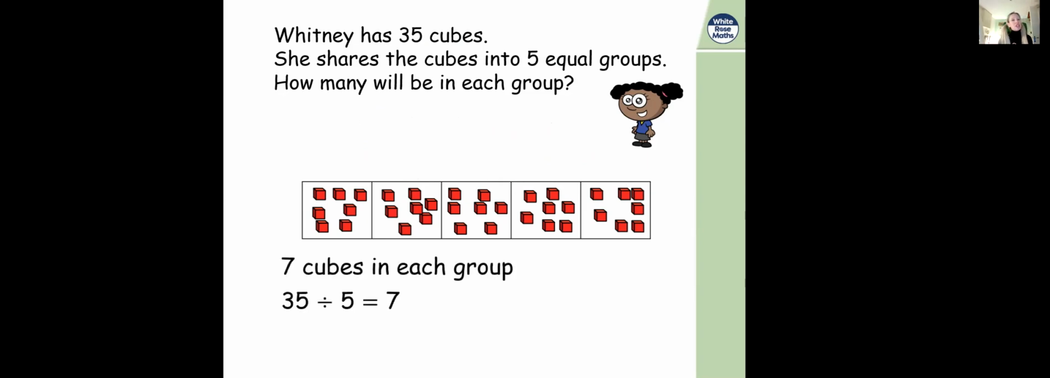So that could be written as 35. That was the total to start with. 35 divided by 5, so shared between 5 equal groups, equals 7. 35 divided by 5 equals 7.